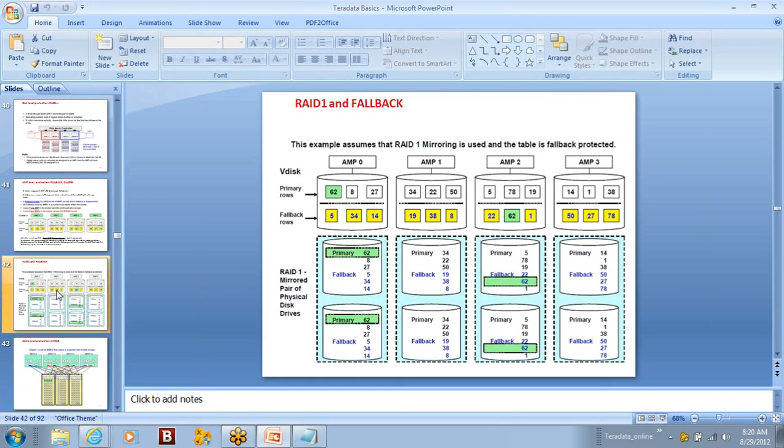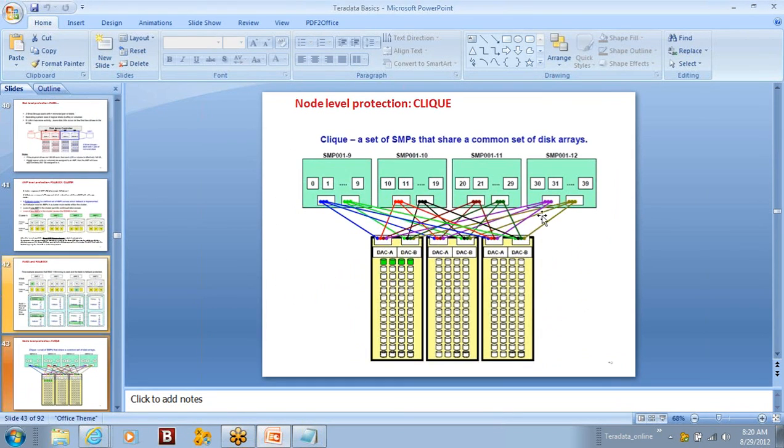Okay. So the technique which we call at node level is called a clique. Okay, before going to the clique, let me see if you all have any questions. Any questions?